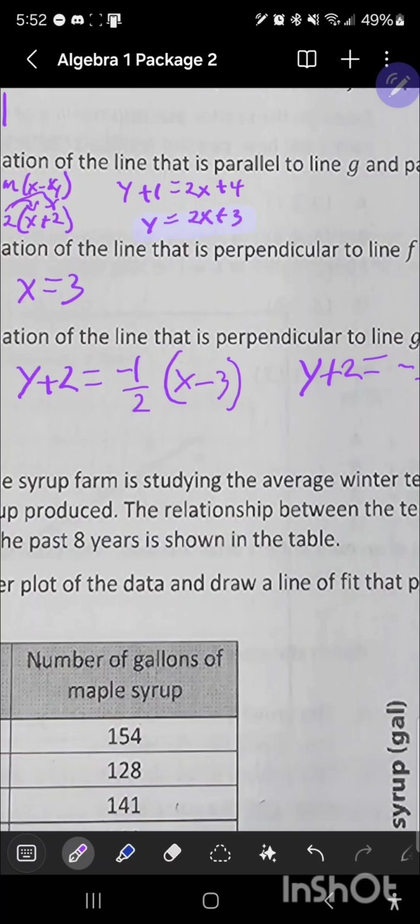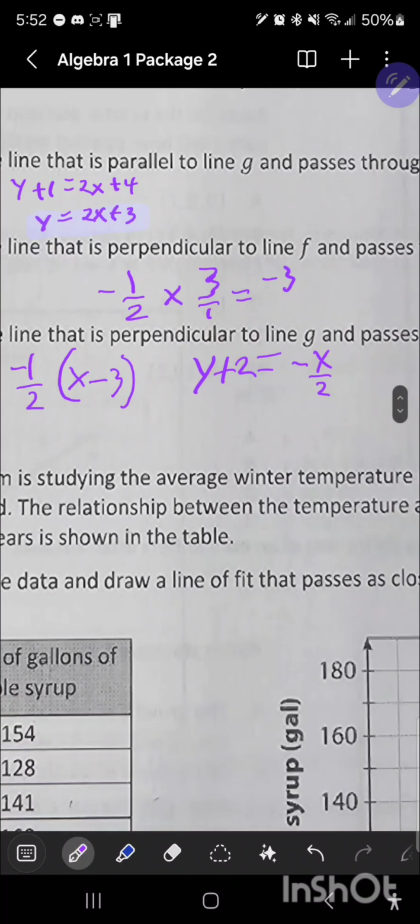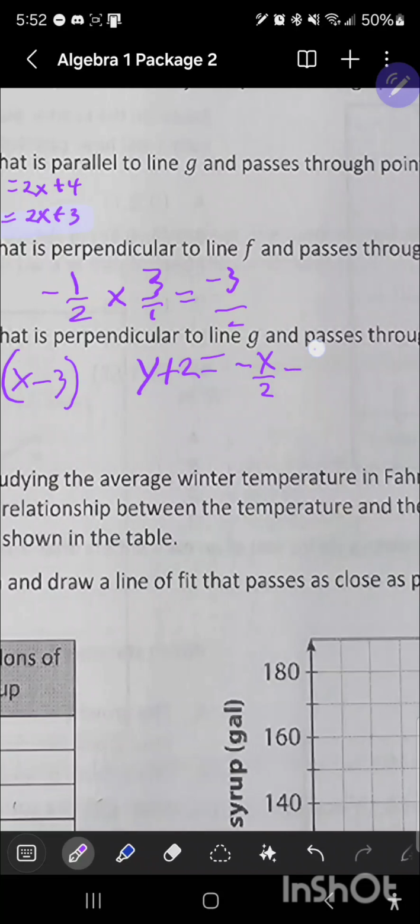Sorry, negative 2 times negative 3. Remember when we are multiplying, we multiply numerator times numerator and denominator times denominator. So it will be negative 1 over 2 times 3 over 1. Negative 1 times 3 will be negative 3 because it's opposite signs, so we keep the negative. And 2 times 1 will be 2. And this will be minus 3 over 2.